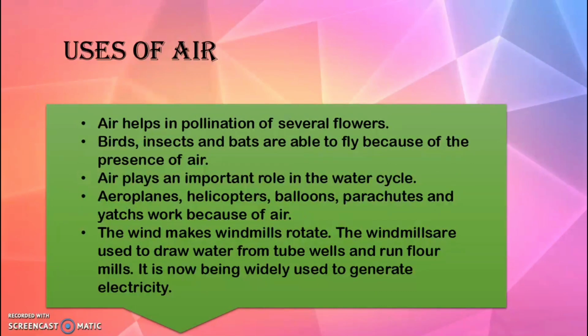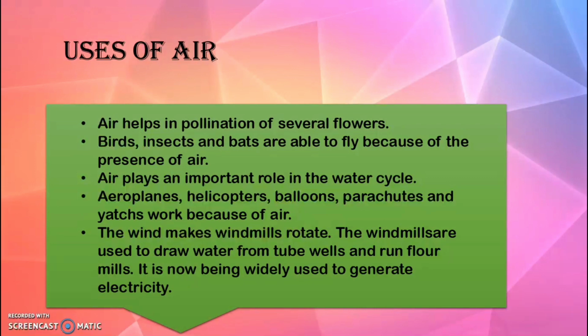What are the uses of air? Air helps in pollination of several flowers. Birds, insects, and bats are able to fly because of the presence of air. Air plays an important role in the water cycle. Aeroplanes, helicopters, balloons, parachutes, and yachts work because of air. The wind makes windmills rotate. Windmills are used to draw water from tube wells and run flour mills. It is now being widely used to generate electricity.